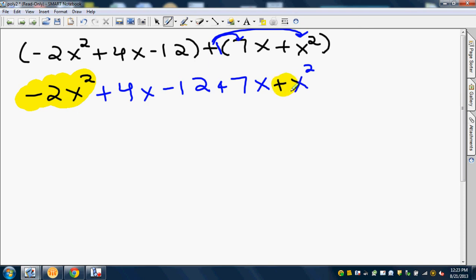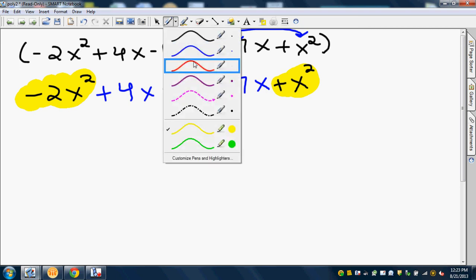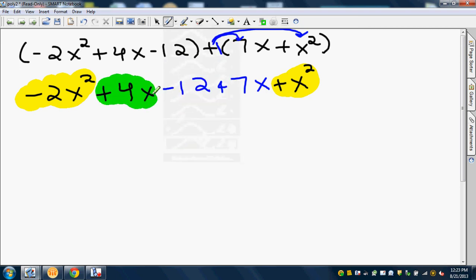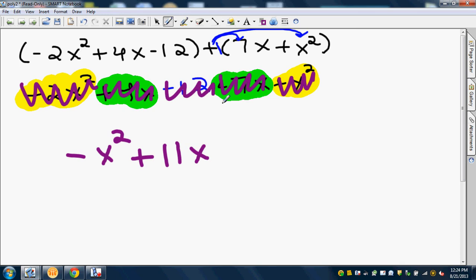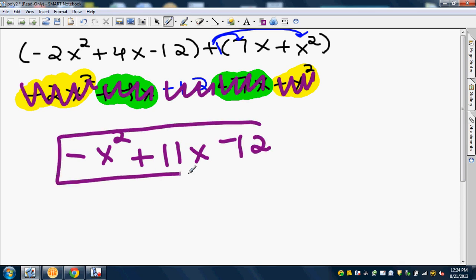So I'm going to combine the negative 2x squared with the positive x squared, and then I'm going to combine the positive 4x and the positive 7x. So when I do that, negative 2x squared plus x squared, which is like plus 1x squared, is going to be a negative 1x squared. But we're going to just write that as negative x squared. Okay. Then I have positive 4x plus 7x, and that is going to be plus 11x. And then I'm left with simply minus 12. So this is your answer. This is the sum of this trinomial and this binomial.